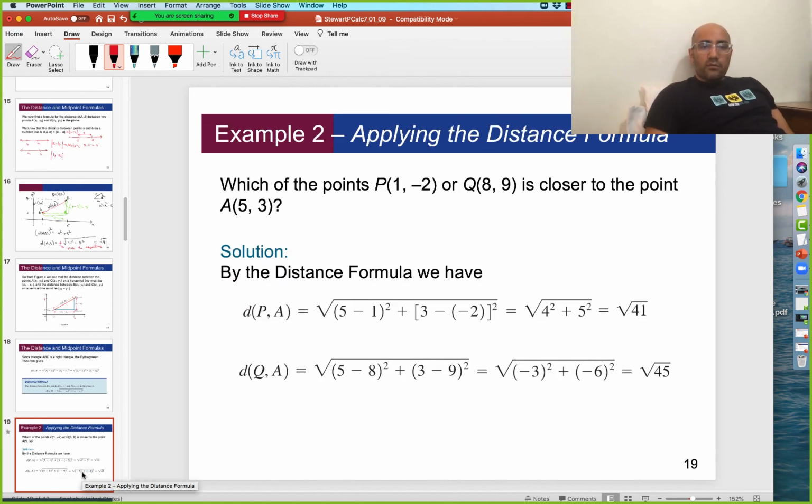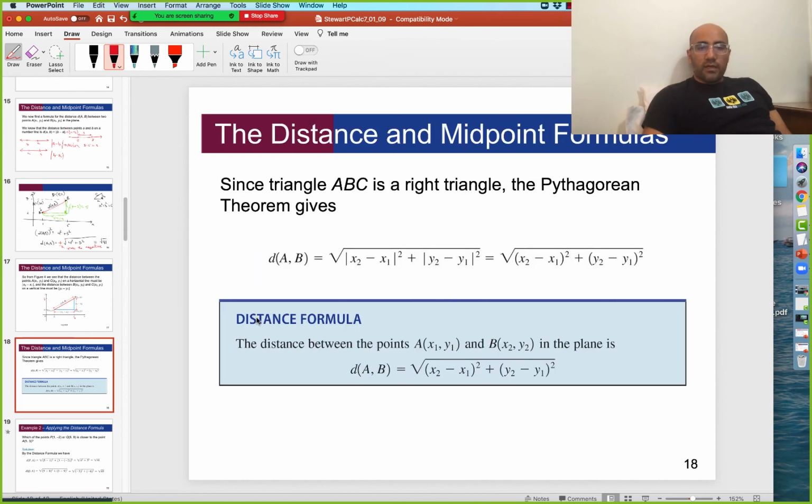For example, which of the points P (1, -2) or Q (8, 9) is closer to the point A (5, 3)? Okay, so we just have to find the distance between point A and point P, and the distance between point A and point Q. So A and P, okay? Looking at our formula, it's a pretty easy formula to work with.